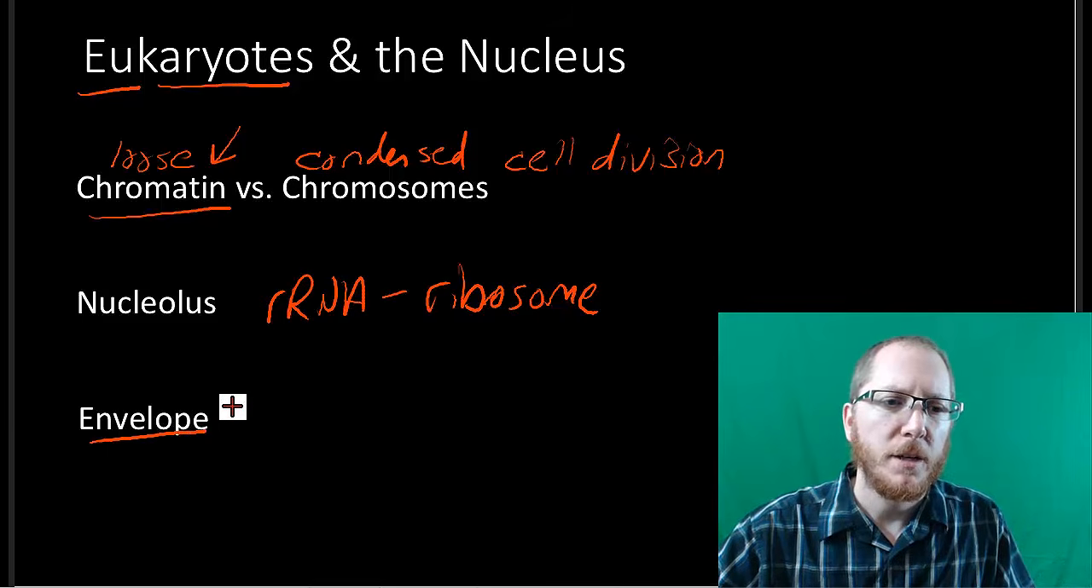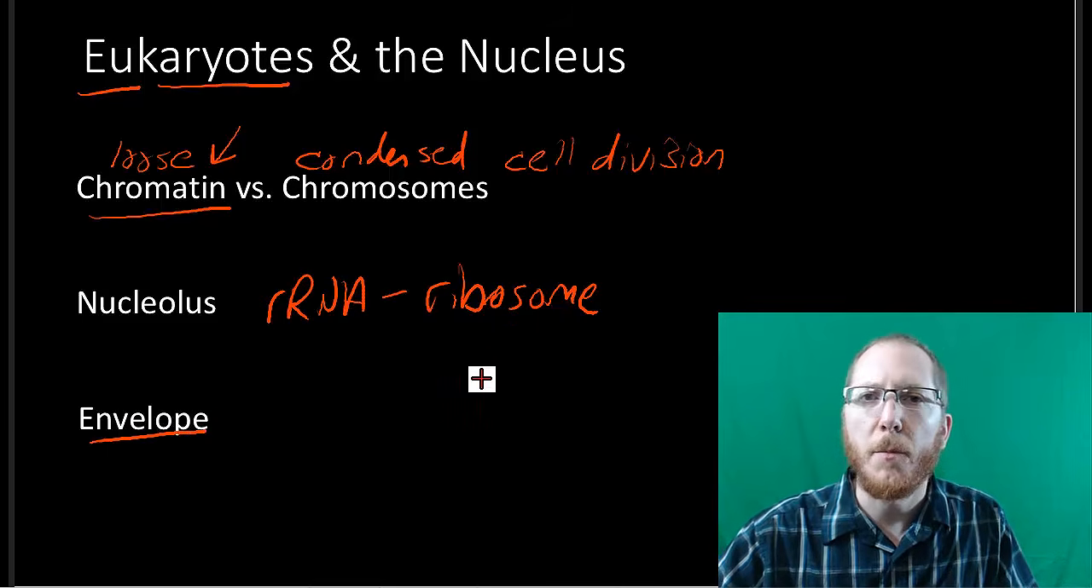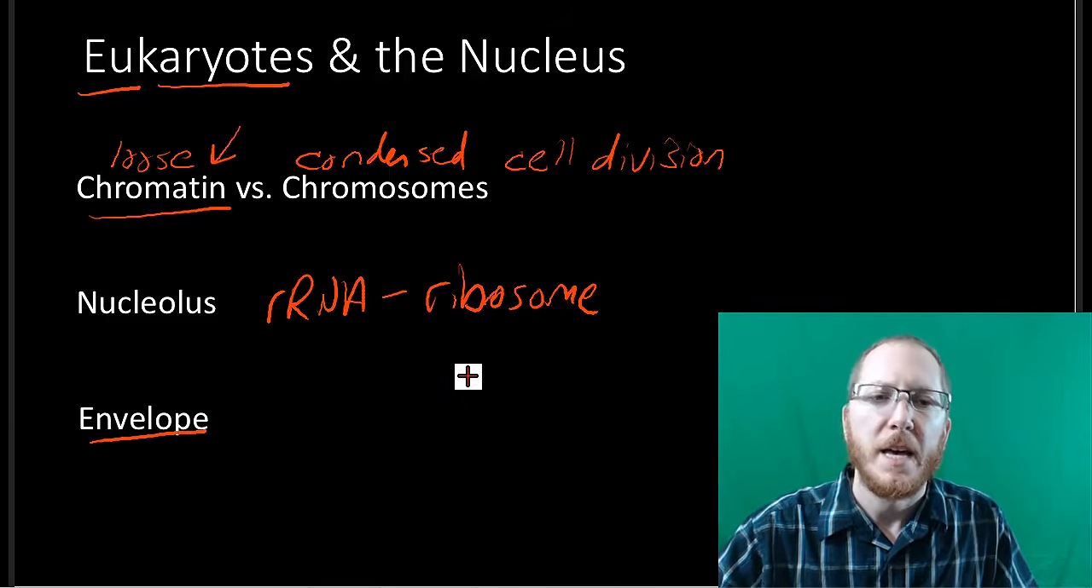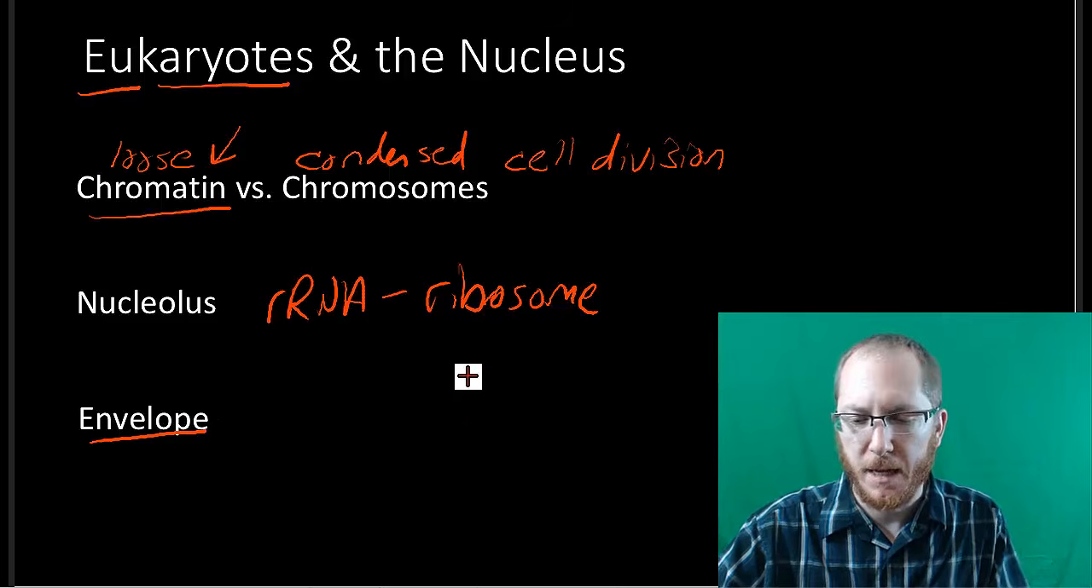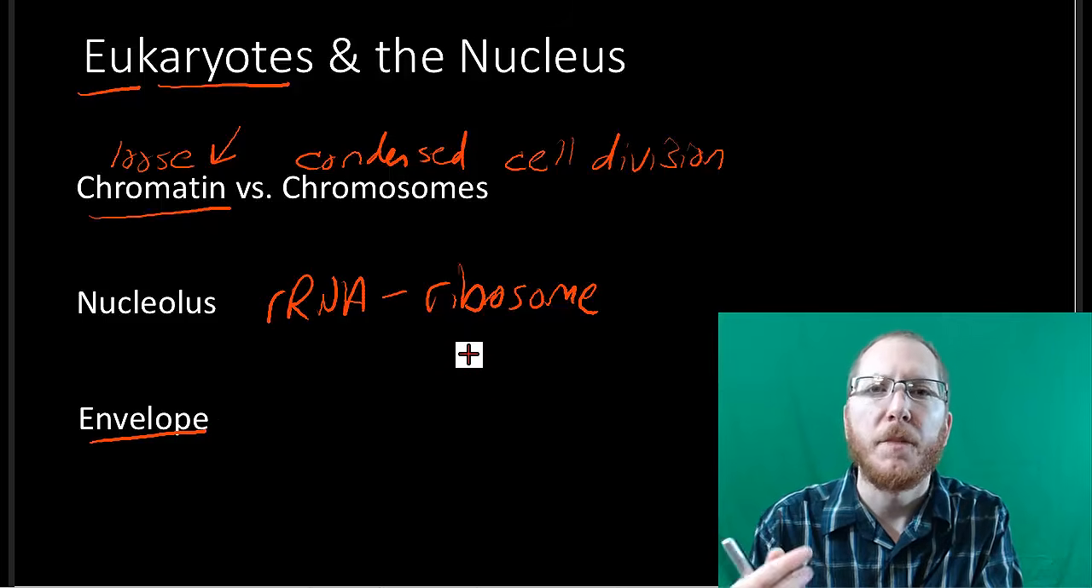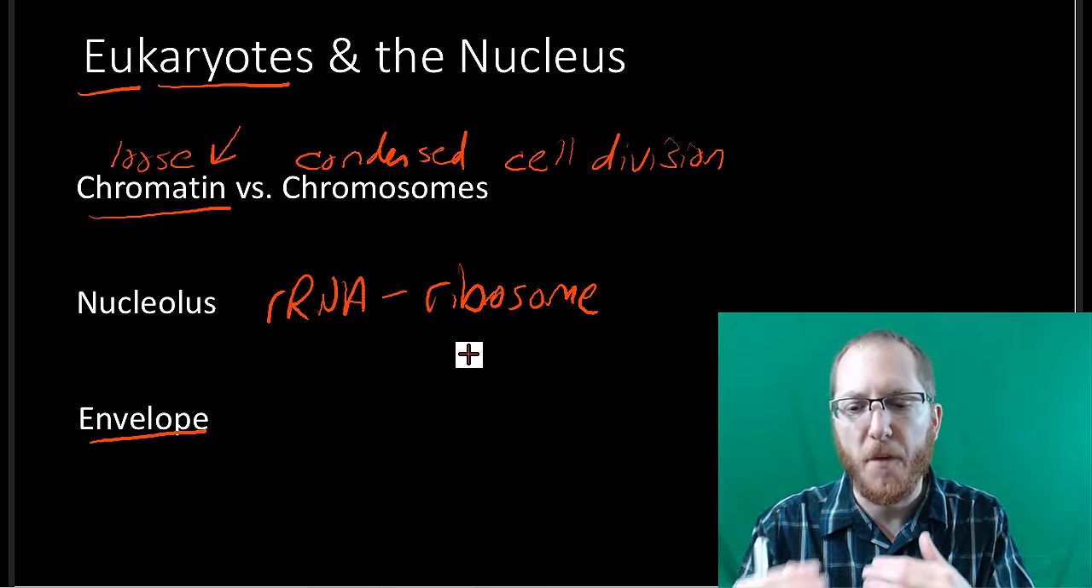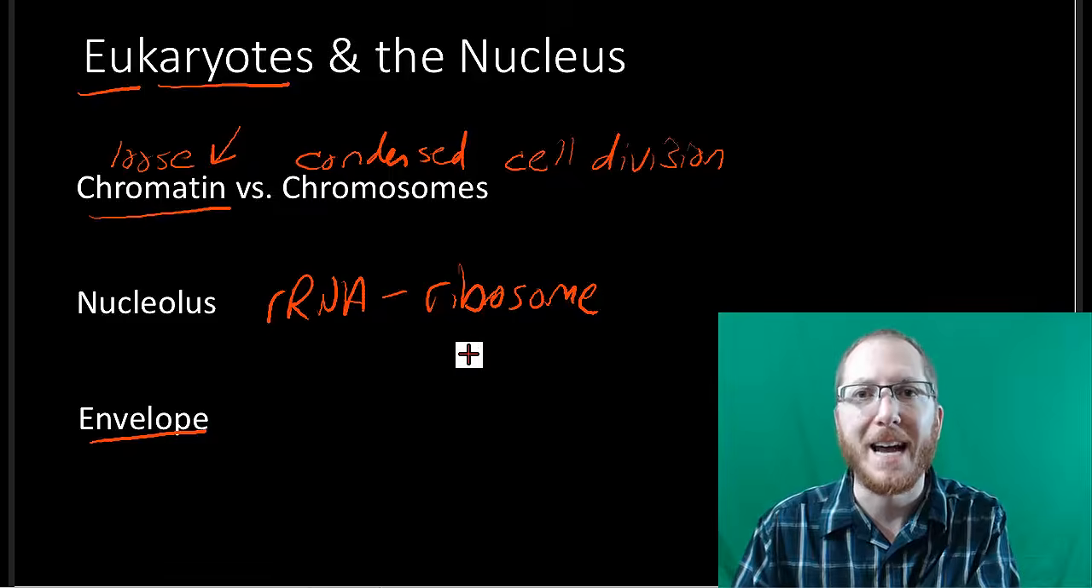And then lastly, the nucleus is going to have an envelope, which is going to be this double membrane that surrounds the nucleus, and it's going to have these pores or gaps in it that will allow things like RNA to go into and out of the nucleus, while still giving you enough of a barrier that the nucleus stays pretty protected.